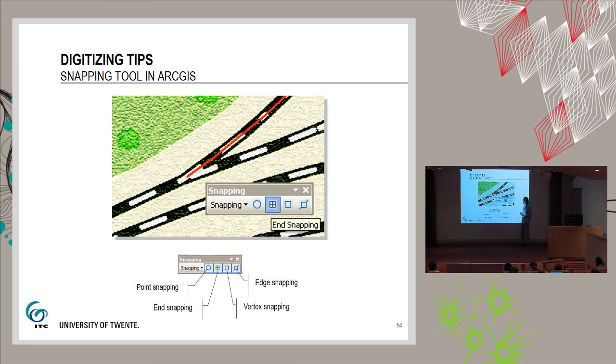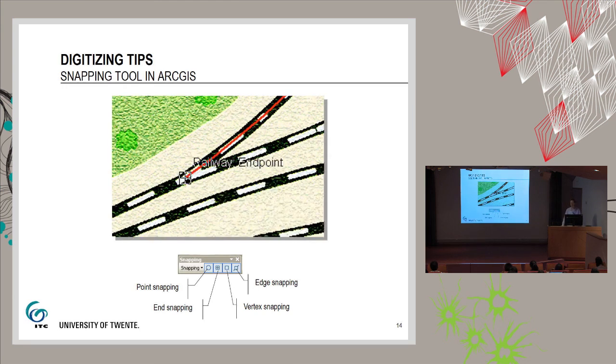So in this case, I need at least the end snapping. You see, I put the end snapping on, and then I can connect this line, and I can continue. And it will automatically connect it properly. You can see that it automatically jumps to this line, this endpoint, because I put this endpoint snapping on, and then I can just continue with tracing my railway here also. That's basically it.